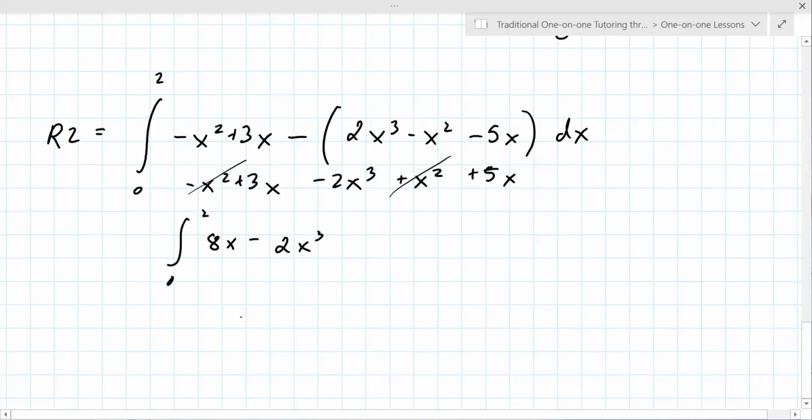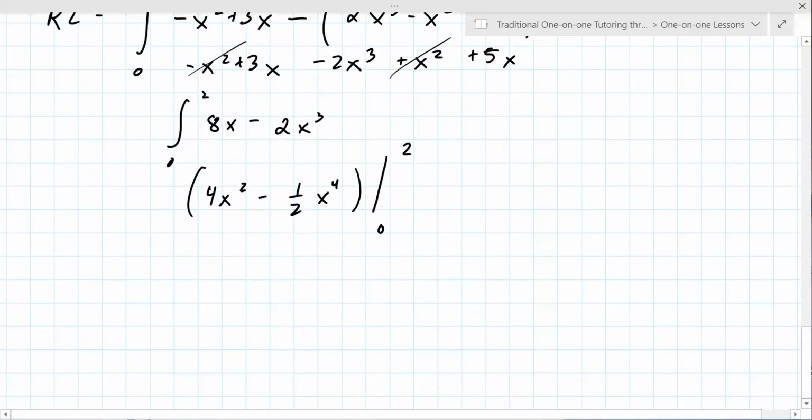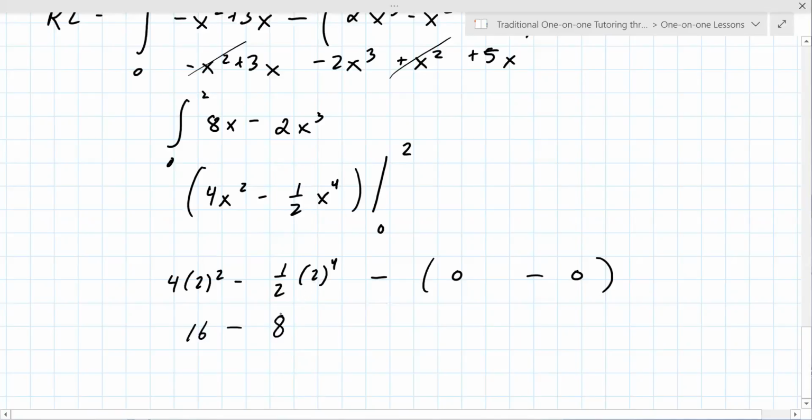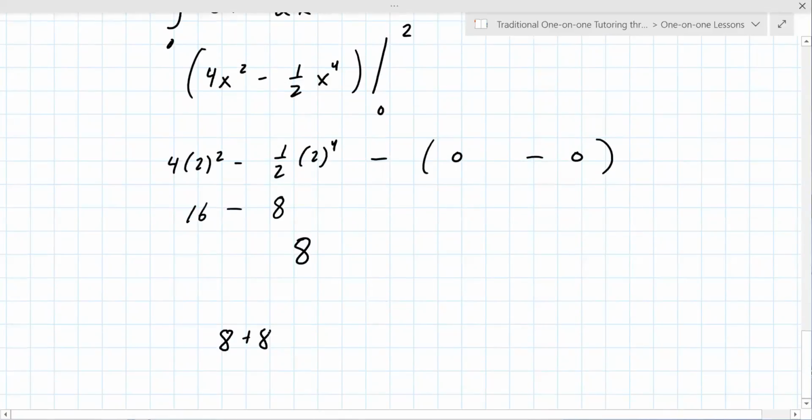And it's the same antiderivative for the most part. It's 4x squared minus 1/2 x to the 4th, and you evaluate from 0 to 2. Is that right? Yeah, it's 0 to 2. So this time you get 4 times 2 squared minus 1/2 times 2 to the 4th, minus, both of these are 0 when you evaluate them. So what is that? 16 minus 8, so another 8. So your total area is 8 plus 8, which is 16.